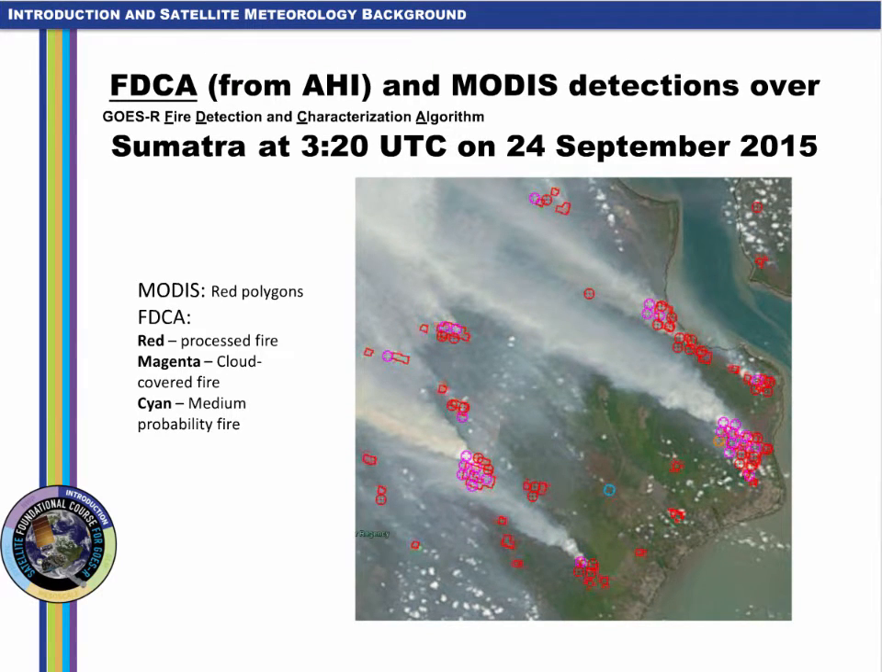The GOES-R FDCA algorithm applied to Himawari 8 data detected fires for the same time. The MODIS polygons are still on this image, and so are Himawari 8 detections. Processed fire means it's been characterized fully, that is, area, power, and temperature are computed. Magenta is a cloud-covered fire, and the FDCA algorithm from Himawari 8 data is doing a better job of detecting fires underneath the smoke plumes than the MODIS data.